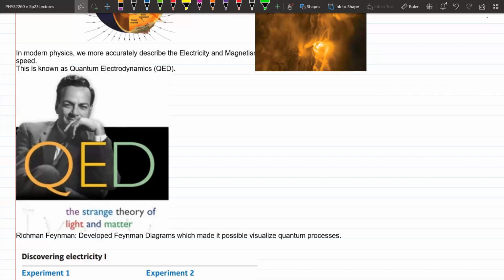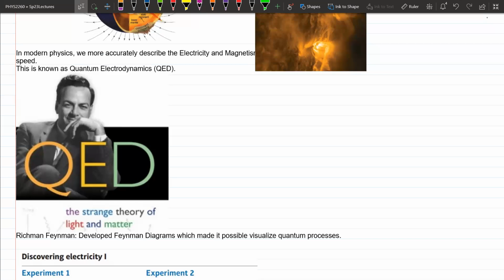So he passed away before I actually moved to California. But his name is Richard Feynman. He developed these things called Feynman diagrams, which made it possible for silly physicists like myself, who are not as good at theoretical and mathematical work, to actually visualize these quantum mechanical processes.